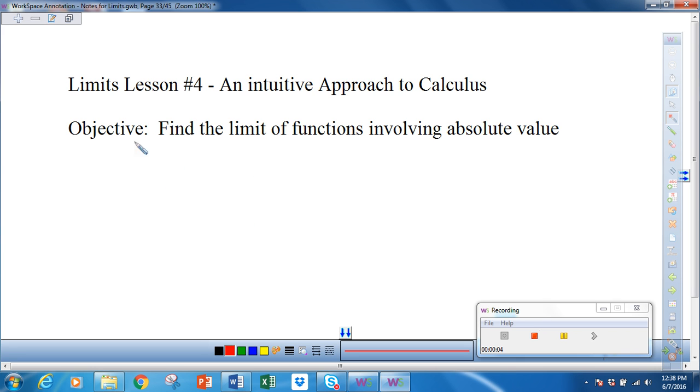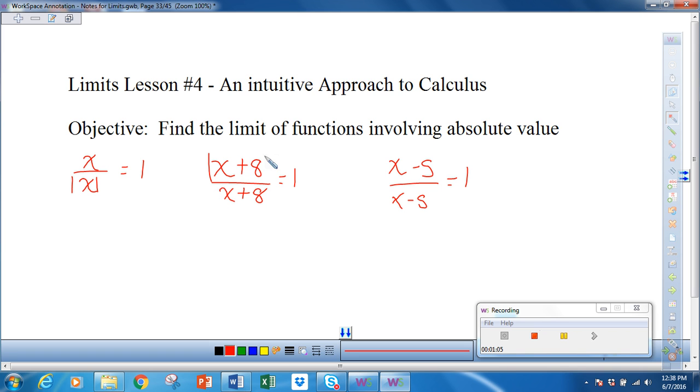But what I want you to see, now this is not in your notes, so I just want you to pay attention to this. We know that if we divide anything by itself, the answer is 1. Any number, x divided by x, is 1. X plus 8 divided by x plus 8 is 1. X minus 5 divided by x minus 5, we know is 1, correct? So how does this change when I add absolute value?